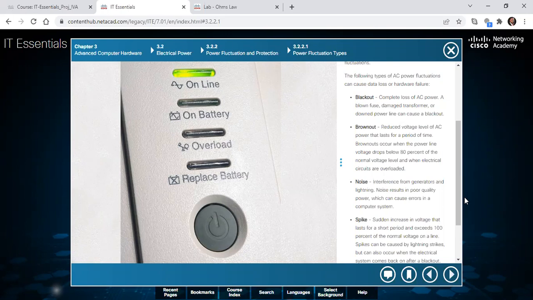Now, this brownout, I think, is one of the key things that happens in many homes within Lagos, because of the overload. We find out that the current that comes in isn't even stable enough to carry your freezers. So what they're trying to do, they call it brownout. Yes, you have light, but that light is not serving that purpose. It drops below 80% of the normal voltage level, and when electrical circuits are overloaded, it's called brownout.